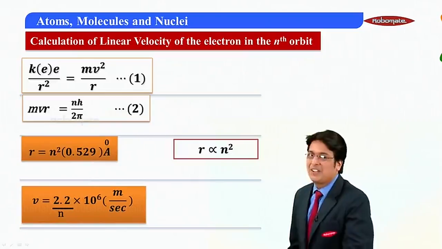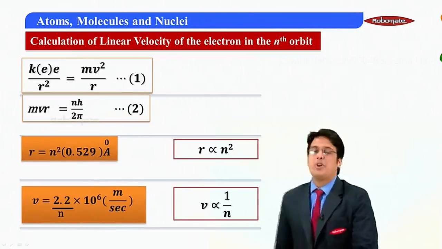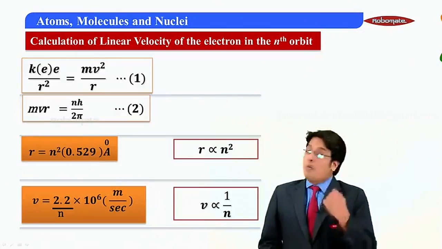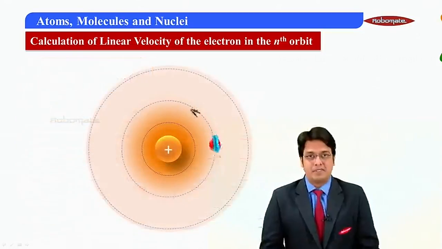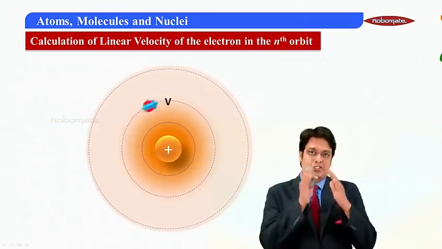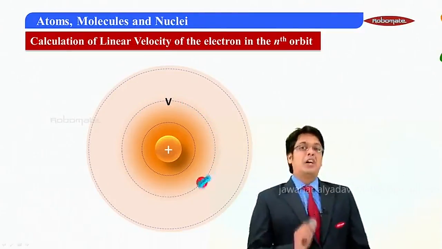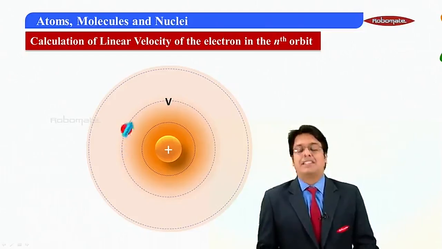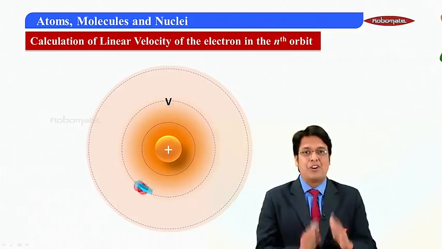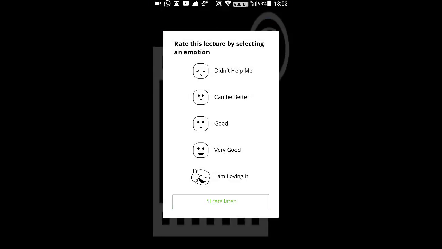So my dear students, from these two postulates I got two formulas, for radius and velocity, where radius is proportional to n square and velocity is inversely proportional to n. And 2.2 into 10 raised to 6 is the velocity of the first Bohr orbit, V1. I hope this was clear, because in our next module we come across other parameters, and with those parameters you will understand the depth of this chapter. Thank you.